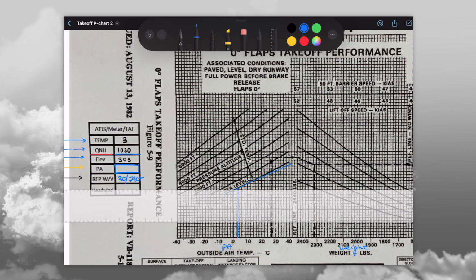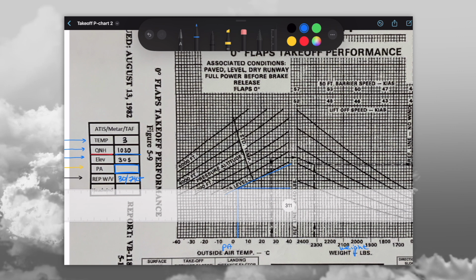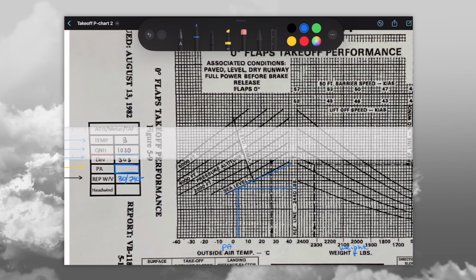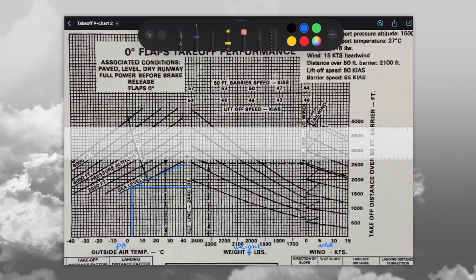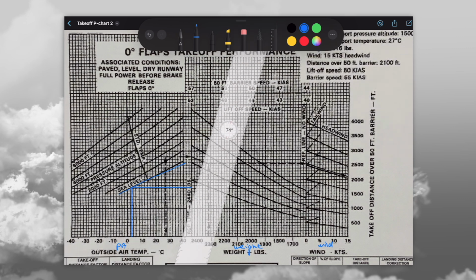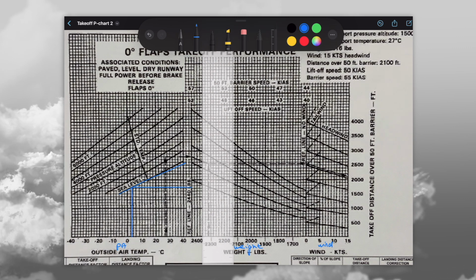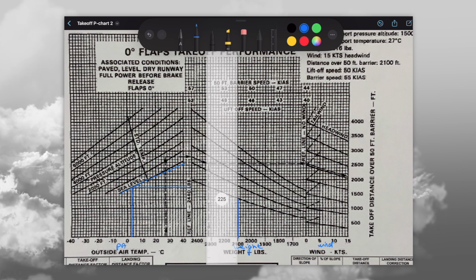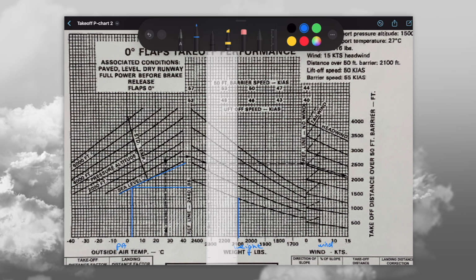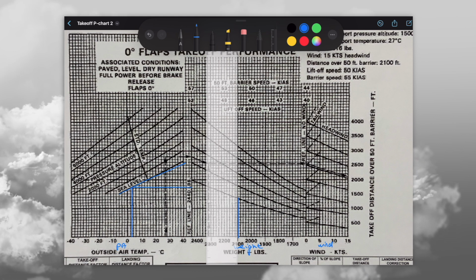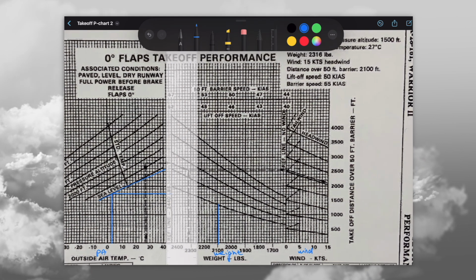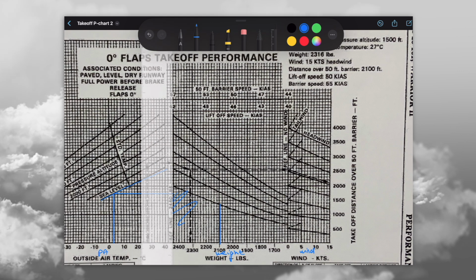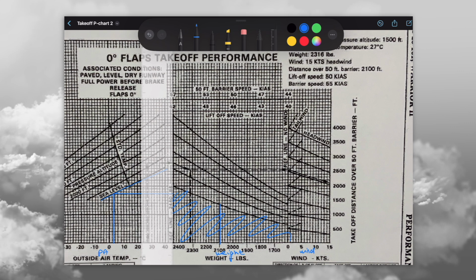And once we've done that, where these two lines intersect, we can draw a horizontal line over to our weight section. I'm going to assume that the takeoff weight for the aircraft is 2,100 pounds. But you can calculate this doing your weight and balance, which we're not going to do here.